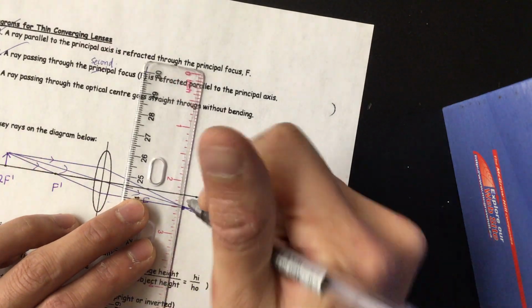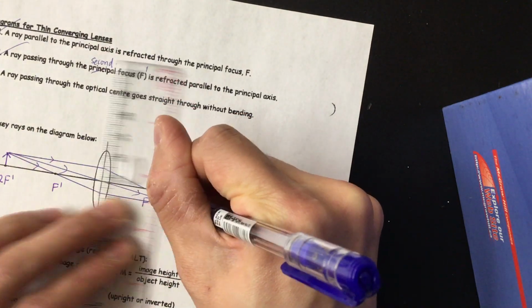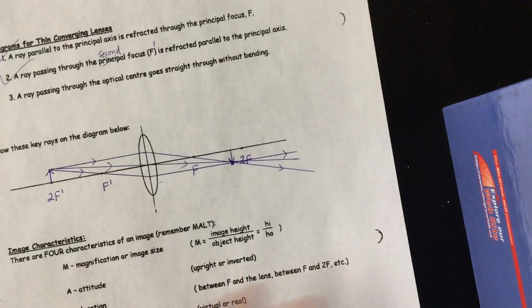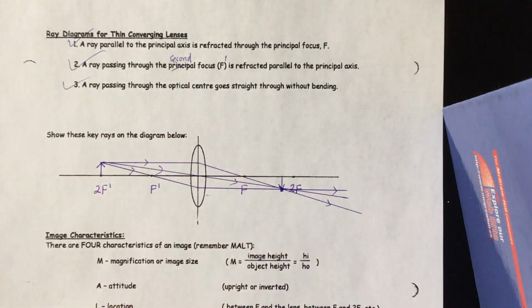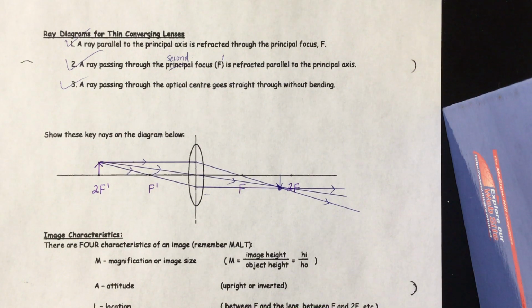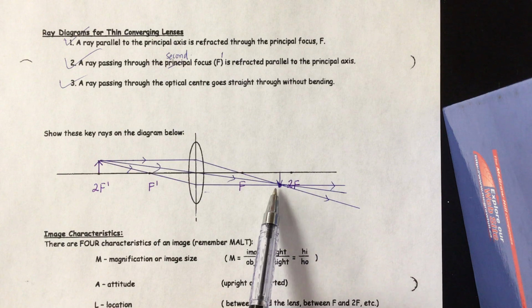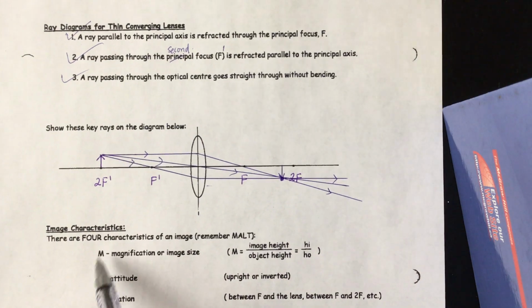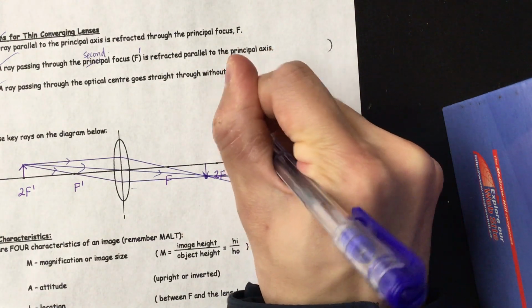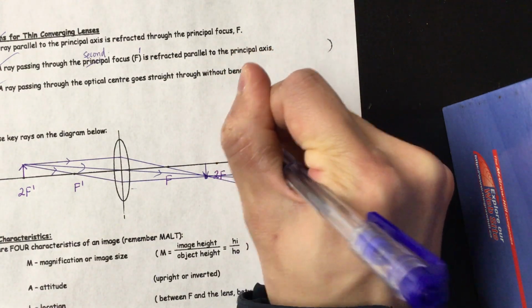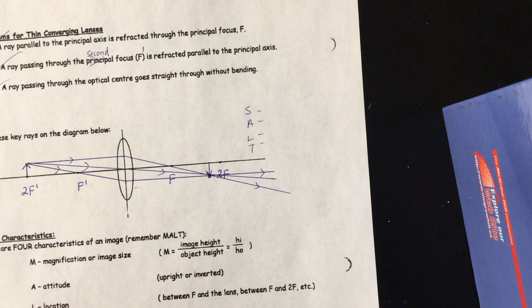Why did I draw that upside down? That's because the rays intersected underneath the axis. So for this image I can do the 4 image characteristics, or SALT: size, attitude, location, and type.